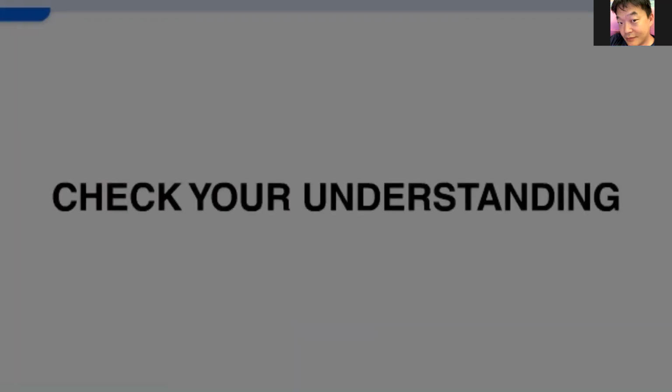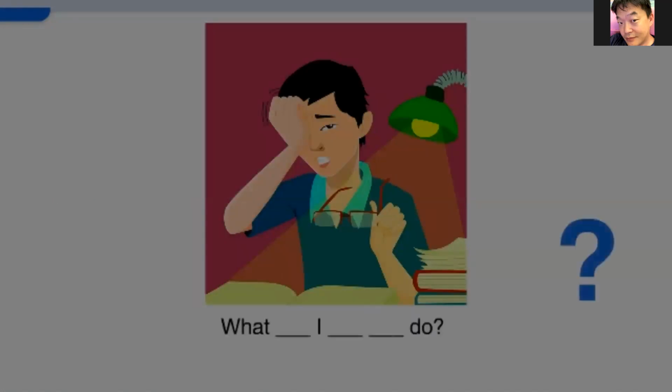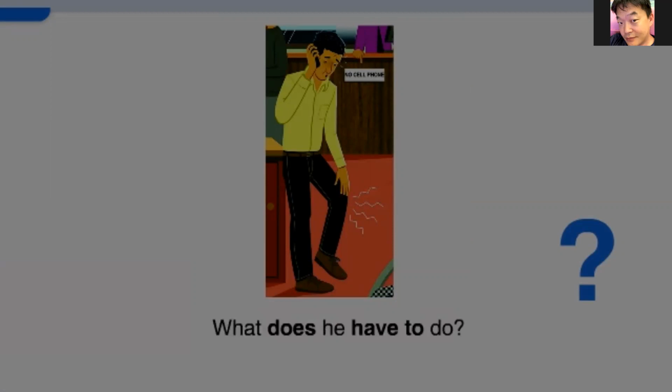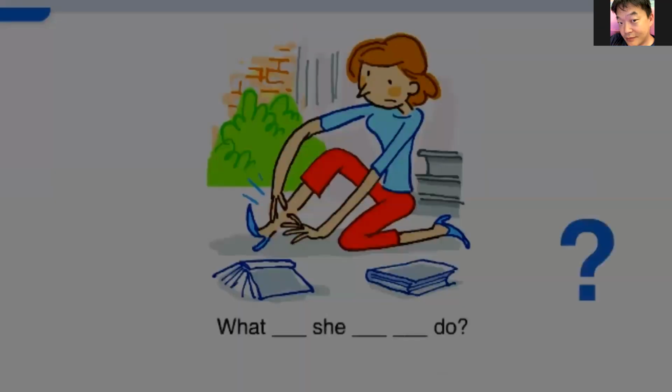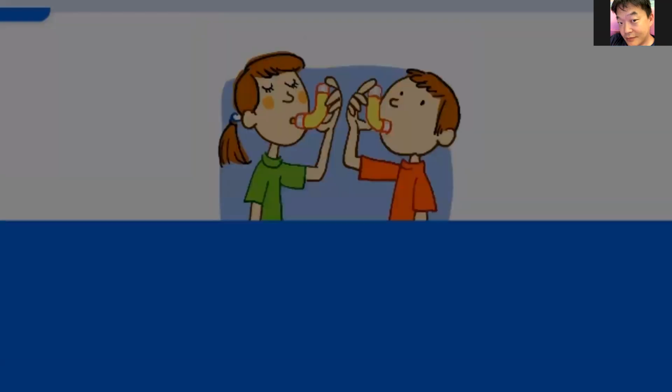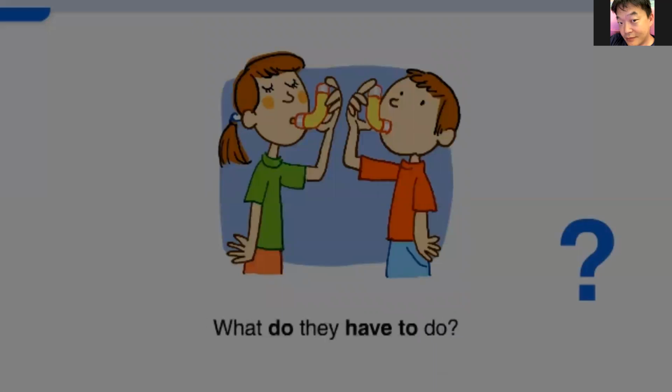Check your understanding. Look at the picture. Ask the question. What do I have to do? Look at the picture. Listen to the question. Answer the question. You have to take some aspirin. What does he have to do? He has to get an x-ray. What does she have to do? She has to use crutches. What do they have to do? They have to go lie down.